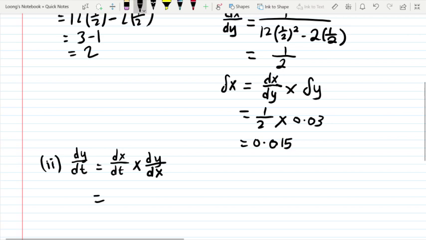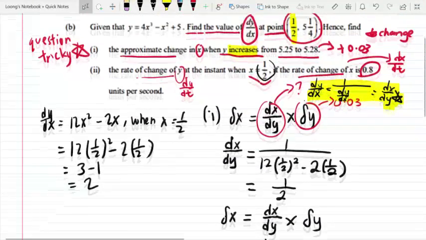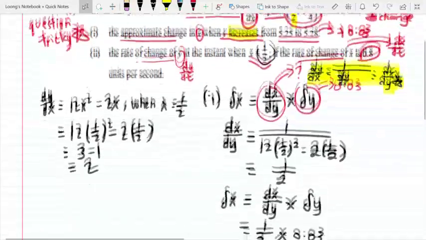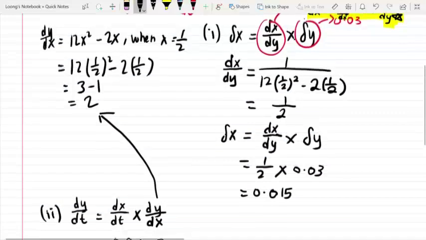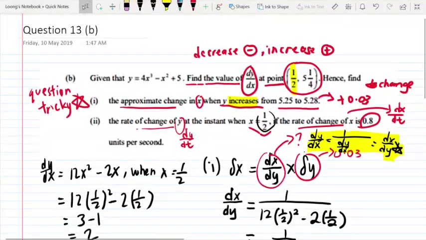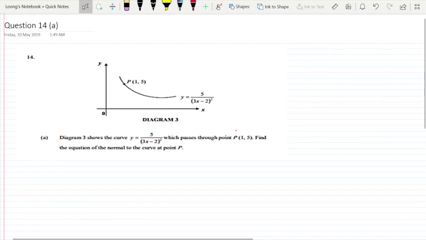So dx over dt is given as 0.8. So 0.8 multiplied with dy dx at the value of 1/2, which you have done earlier. So the final answer is 1.6, and this is the final answer for the whole question. And now we'll continue with question 14.